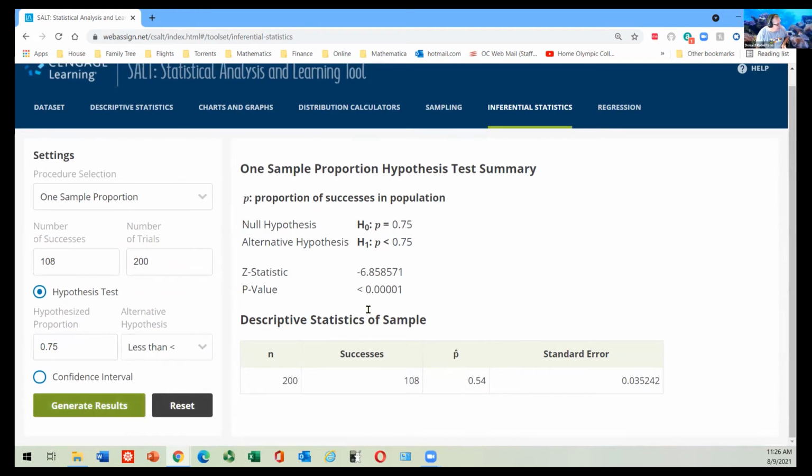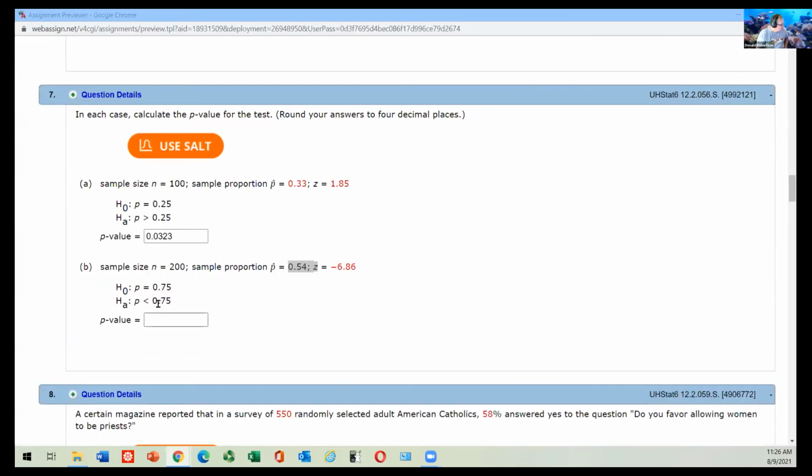And then when I hit generate results, we get a p-value, a rather strange result, less than 0.0001. Which means I'm going to have to put 0.0000 in 4 decimal places.